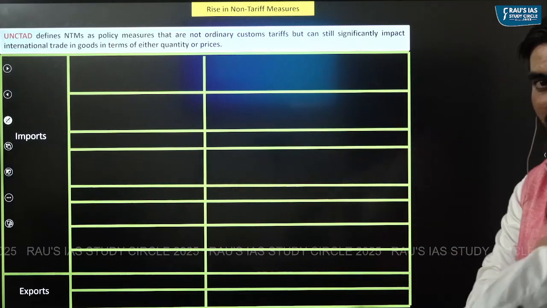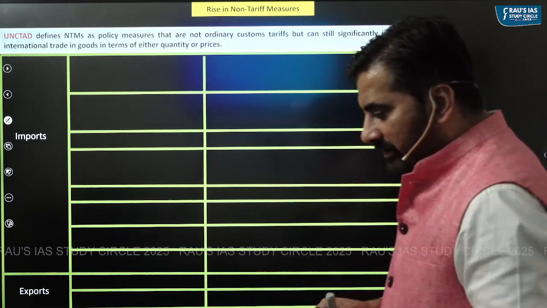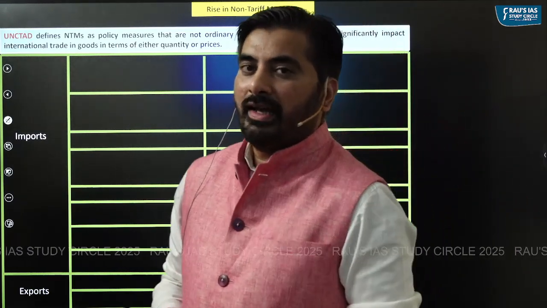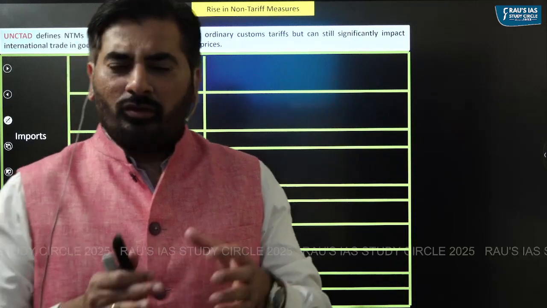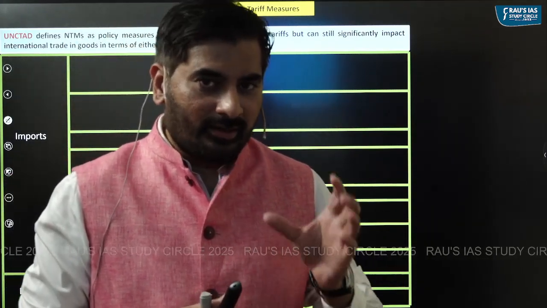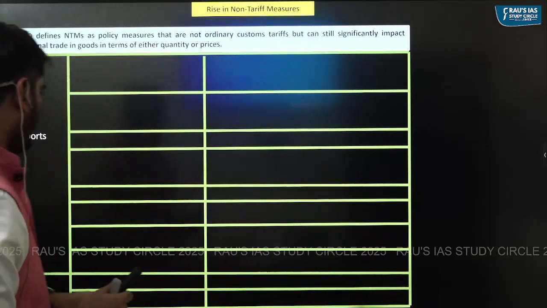Now let's move to the next topic. The next topic is rise in non-tariff measures. So what exactly are these non-tariff measures? Let's understand this in detail.